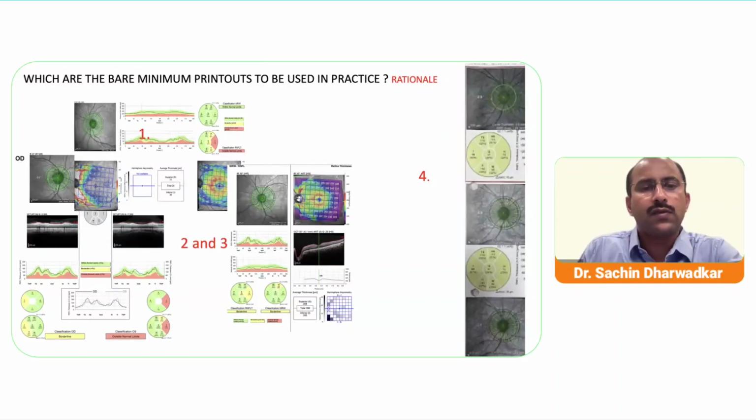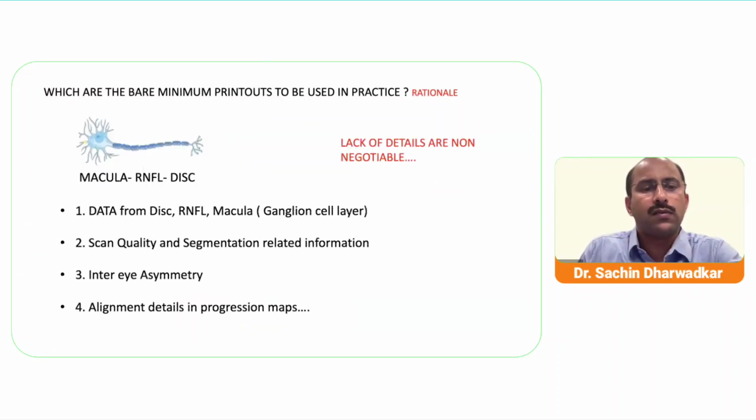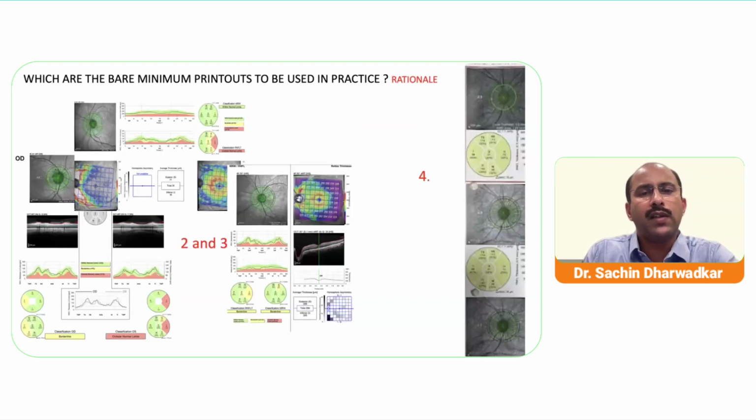Then you have the alignment details of the progression maps in point number 4 here. Here you see what we call the FoDi axis. For the FoDi axis, the tolerance is within 0.1 to 0.2 degrees on either side of the baseline reference. So whenever you are seeing sequential images, you are seeing the FoDi angle every time and checking that it has not shifted more than the tolerance limit. If it has, then obviously you will have problems in measuring the same point repeatedly again and again.